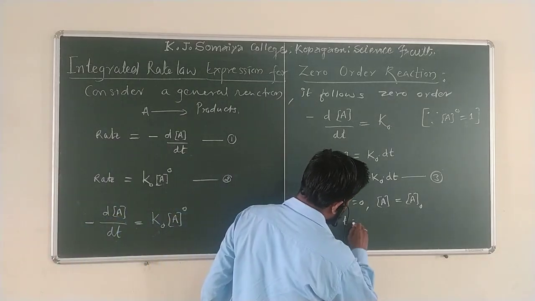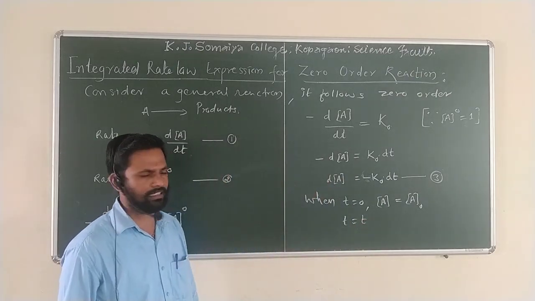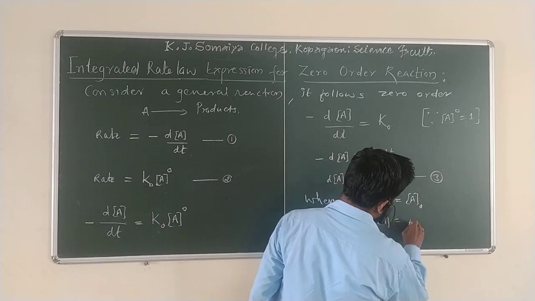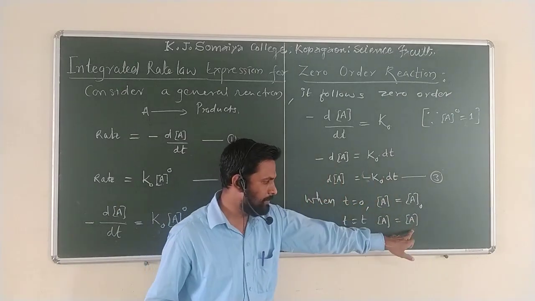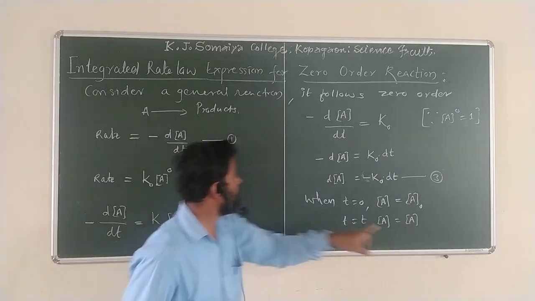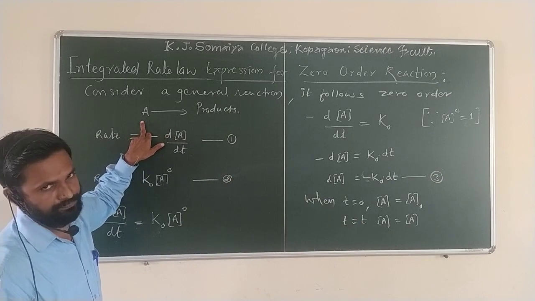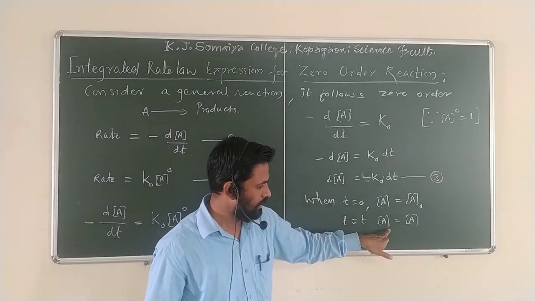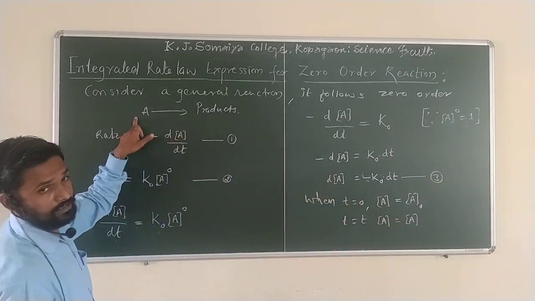When t equal to t, means after a certain time, at any time, you have to integrate it. When t equal to t, the concentration of A is equal to the concentration of A. Keep it to be remembered. This is the remaining concentration of the reactive molecules at time t.